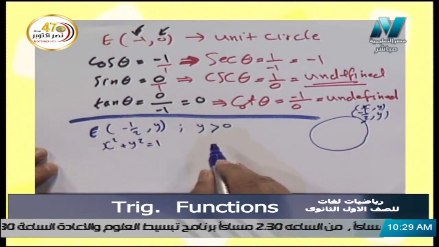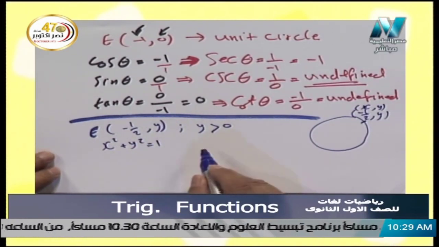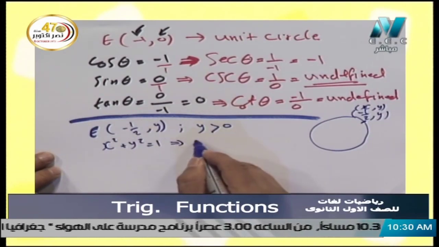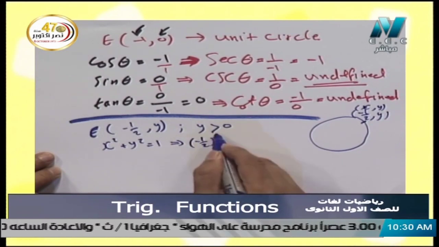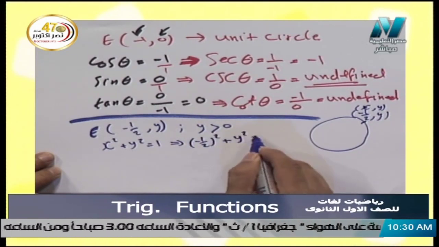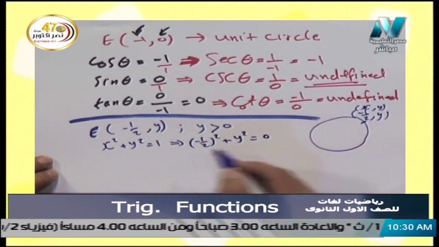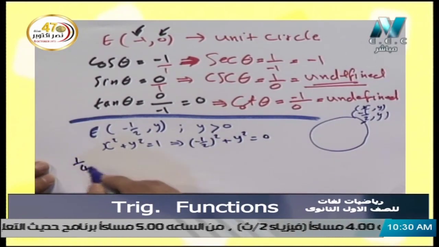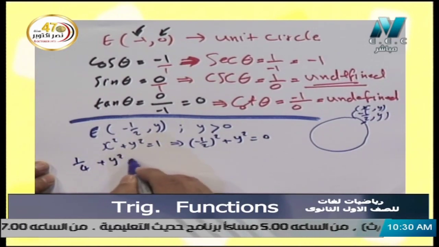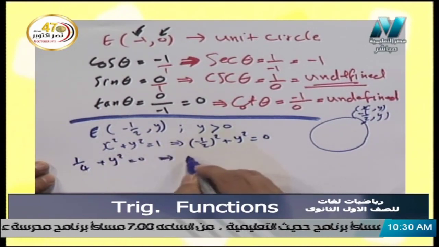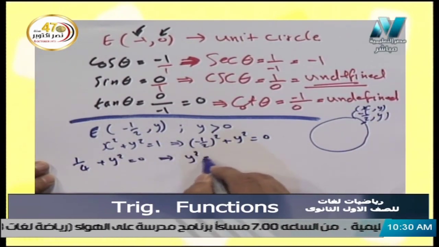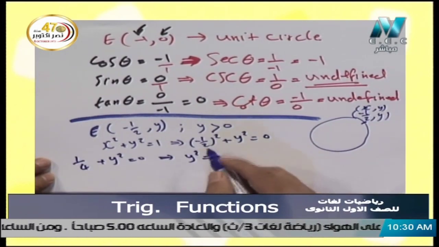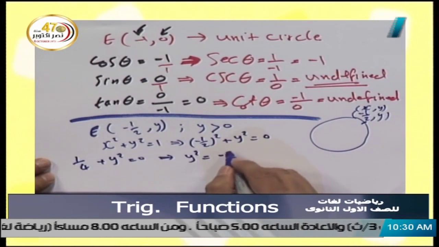This is the rule which we studied before. X power 2 is negative half power 2 plus y power 2 equals 0, of course. Negative half power 2 is 1 over 4 plus y power 2 equals 0, and solving this equation, y power 2 is equal to negative 1 over 4.